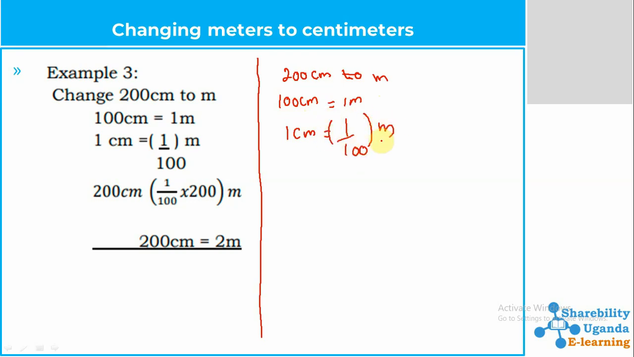This should be in what? In meters. Then if we have our 200 centimeters, okay, is going to be equal to 1 out of 100. You multiply by what? You multiply by the 200 centimeters. Okay, so we can cancel from here and still come up with what? With our answer, 2 meters. Okay, as simple as that. So that's how we can deal with these numbers concerning conversion of meters to centimeters.